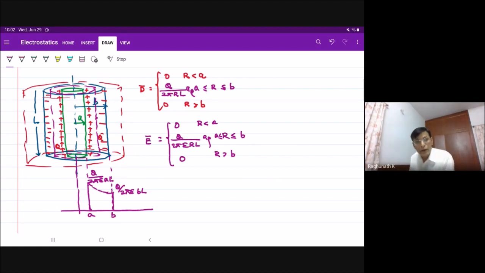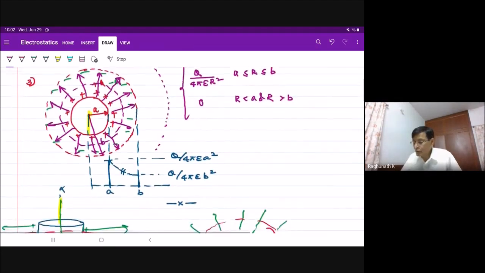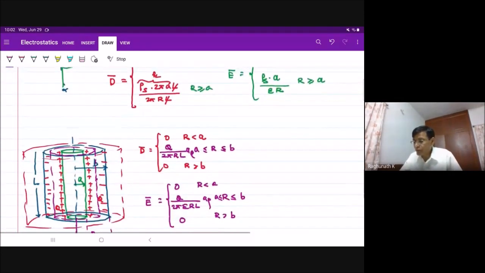It looks like this: the distribution as a function of the distance from the axis is like this. Like concentric spheres, here it is the distribution as a function of distance from the axis of the coaxial cylinders. In the same way.